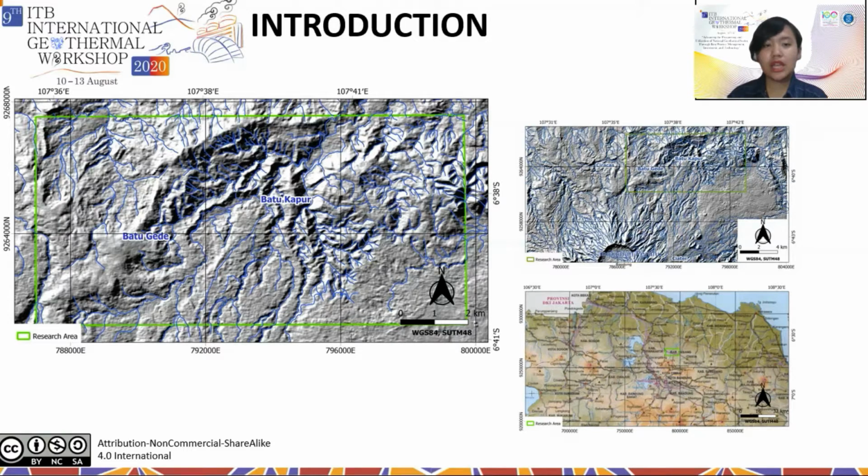Batu Kapur and Batu Gede are two areas located in Subang Regency, West Java Province, around 13 to 15 km from the northern part of Tangkuban Perahu volcano. These two areas are 5 km away, which is not too far.